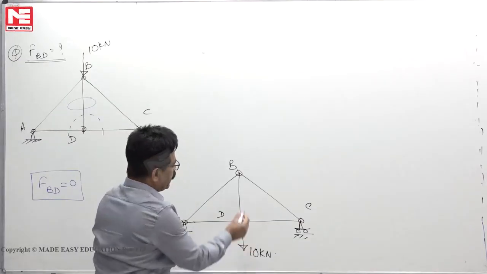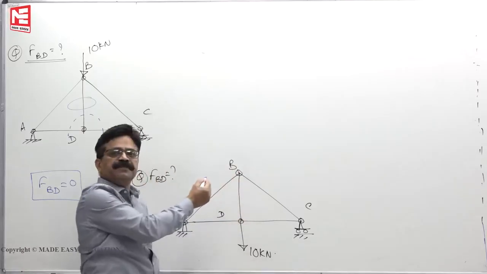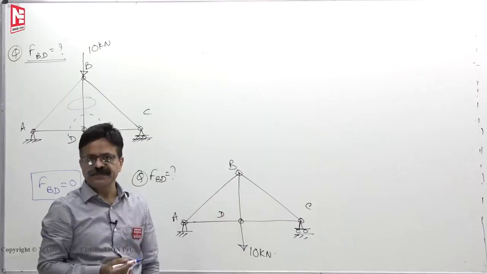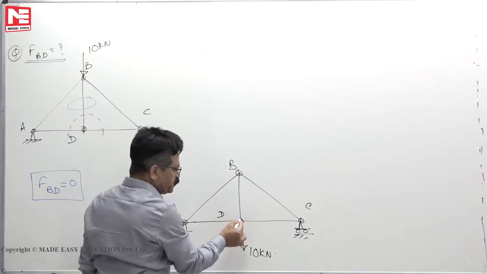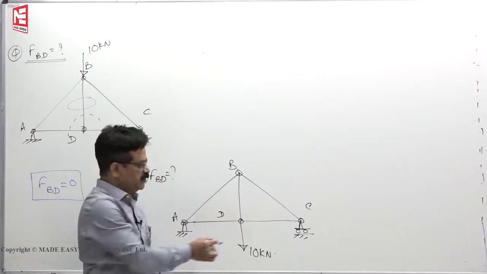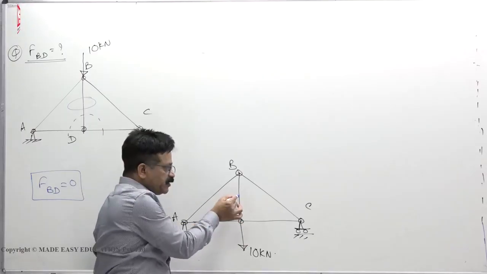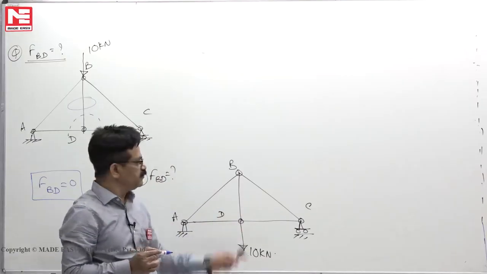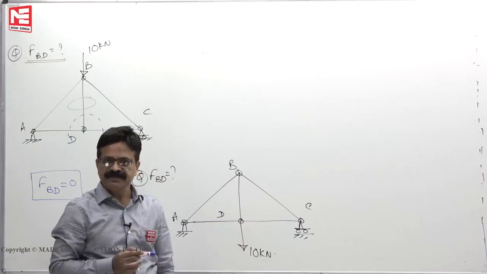Now you see, again to find the force in the member BD, joint B equilibrium we cannot take because 3 unknowns are there, and we have only 2 equations of equilibrium. So you have to take joint D. 1, 2, 3 members are there, 2 are collinear, the third will be 0 if there is no external load, but load is there, which means that BD will not be 0.